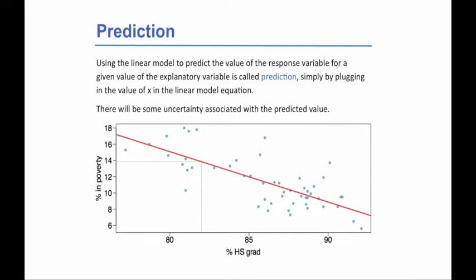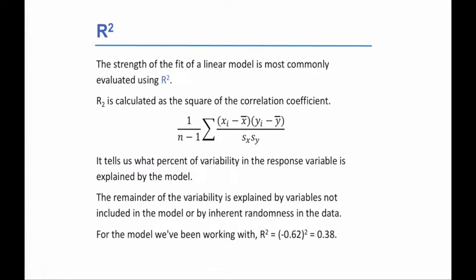Using the linear model to predict the value of the response variable for a given value of the explanatory variable is called prediction. It just involves plugging the value of x into the linear model equation. There is going to be some uncertainty involved with the predicted value. The strength of the fit of a linear model is most commonly evaluated using R squared. It's the square of the correlation coefficient, right? It's literally your R value squared.